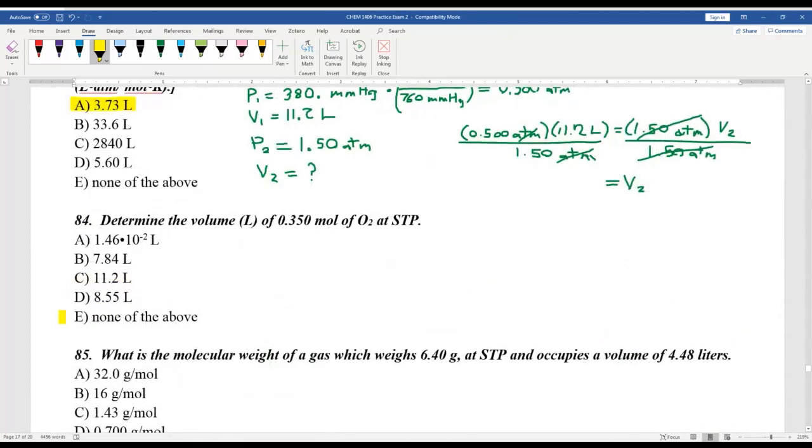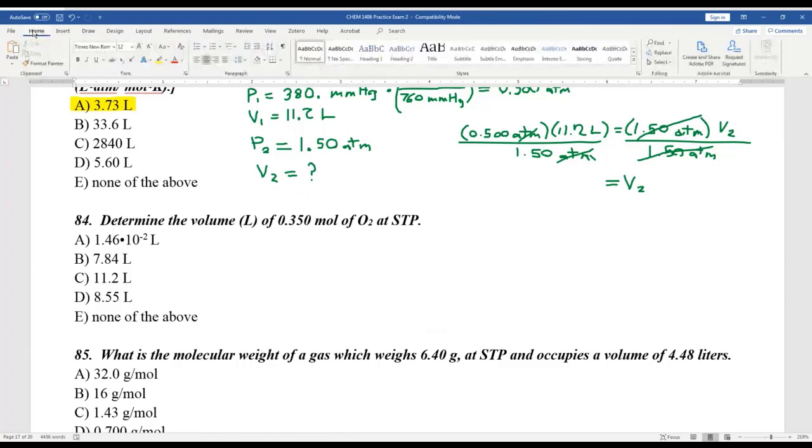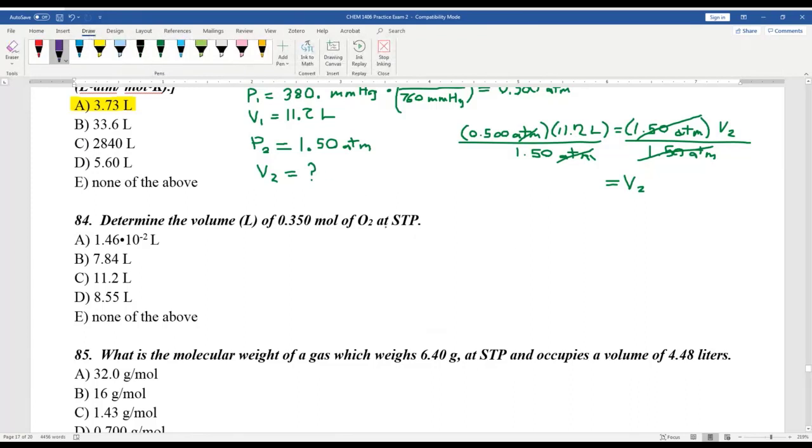Now what about this one? It says determine the volume of 0.350 moles of oxygen at STP. So here's the thing. Remember we talked about that molar volume thing earlier? Well, the molar volume is only valid at STP, which is standard temperature and pressure. At STP, 1 mole of any gas is equal to 22.4 liters. And standard temperature and pressure is 0 degrees Celsius and 1 ATM.